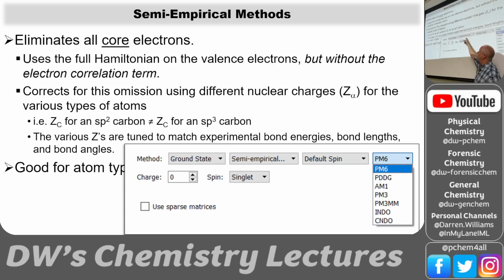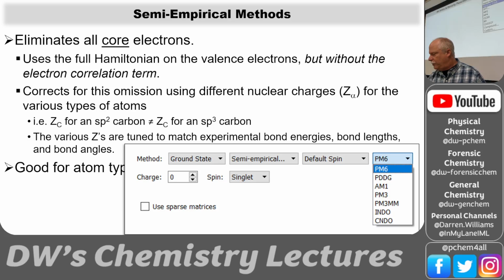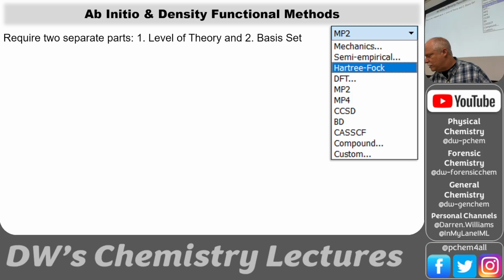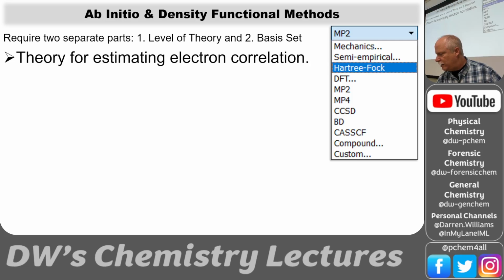You pick the semi-empirical in the model, and then you come over here and pick the individual model, PM6, AM1, all of these different options. Then we get into ab initio and density functional theory. So this requires 2 pieces. It requires a level of theory, which is how we deal with the electron correlation, and it requires a basis set. Okay, the basis set is the freedom of the electron cloud.